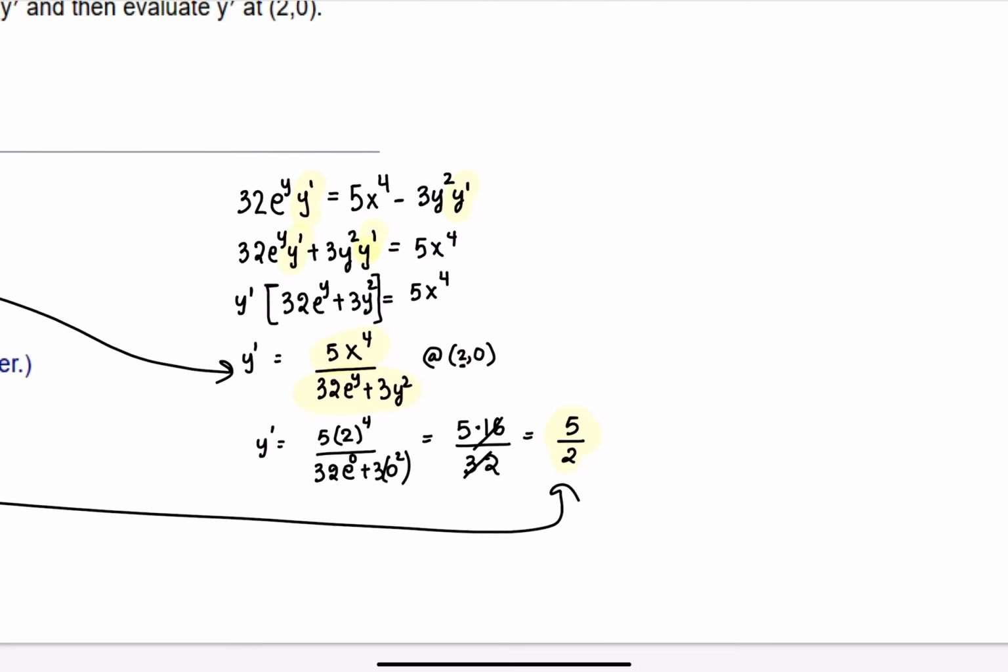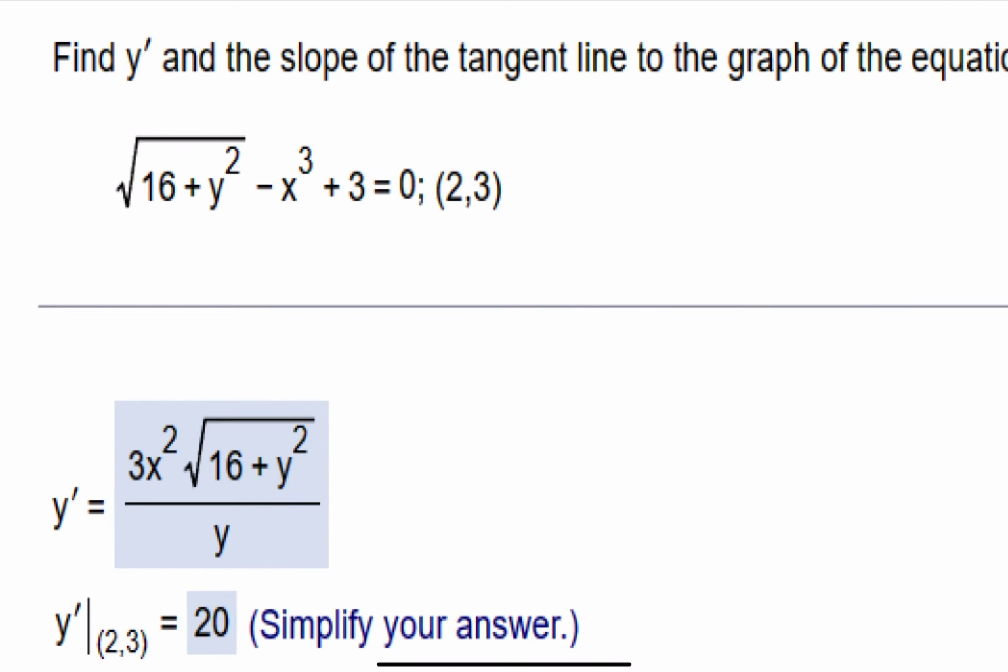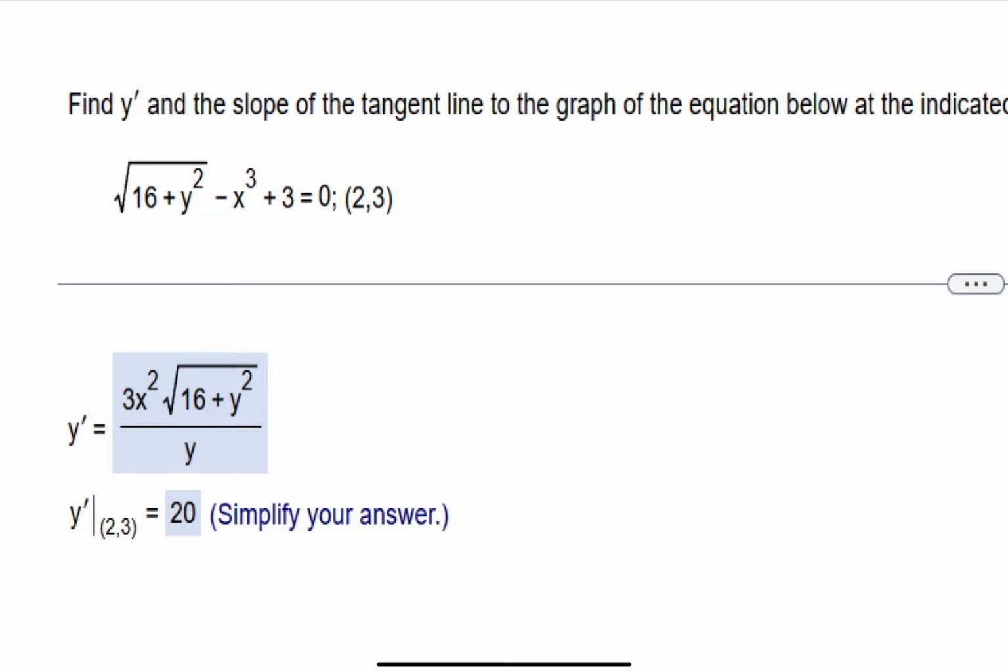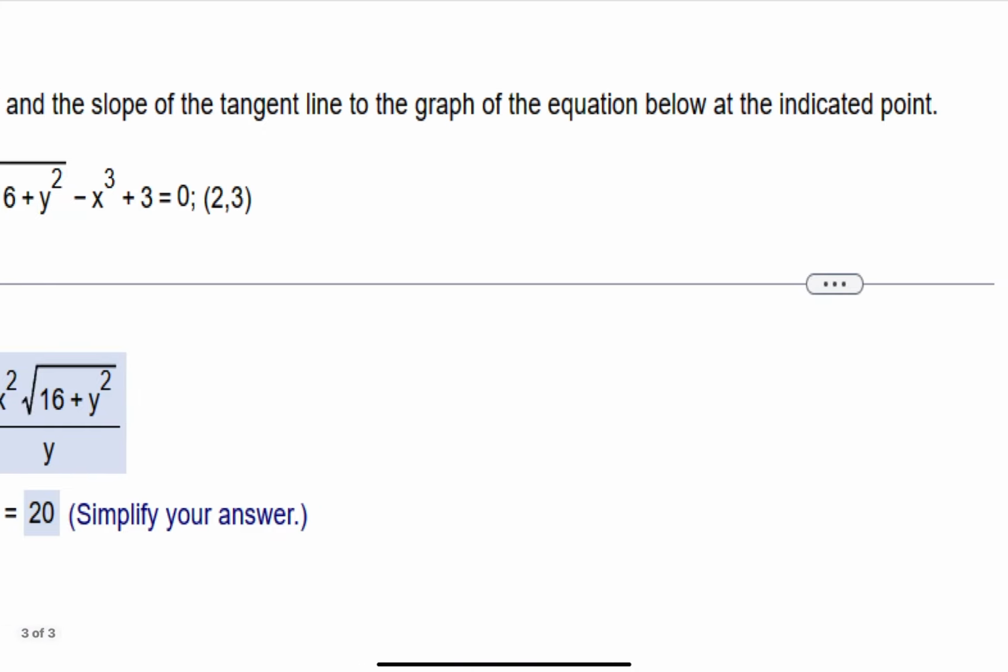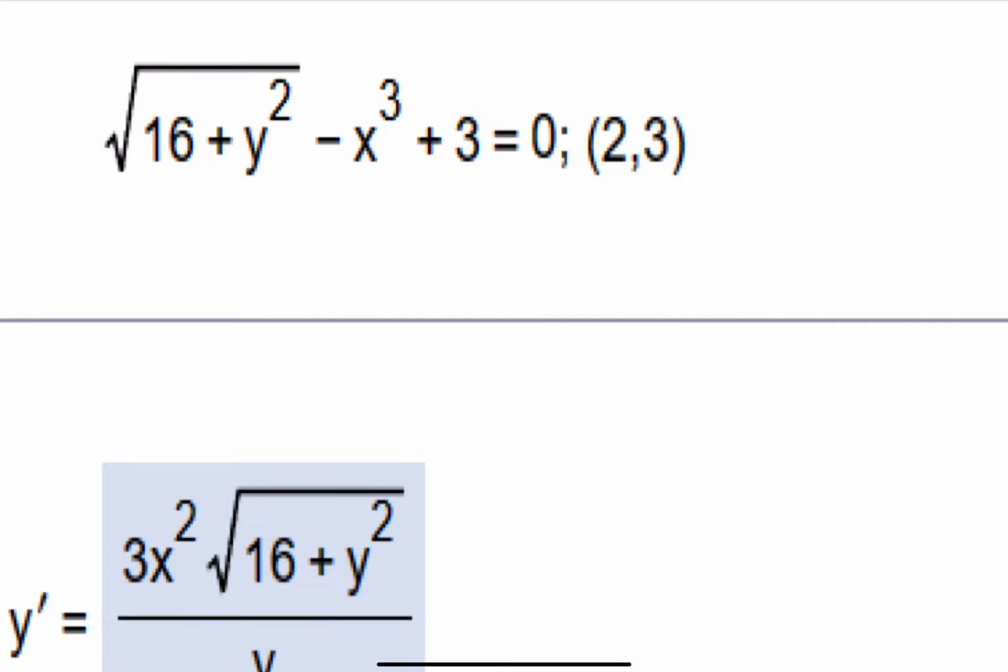All right, let's go ahead and take a look at the next question. What do we have here? Oh, find y prime, and find the slope of the tangent at the indicated point below. Very good. To start problems like this, I would always go ahead and rewrite it. I don't like to have radicals. I'm just going to put them into powers.